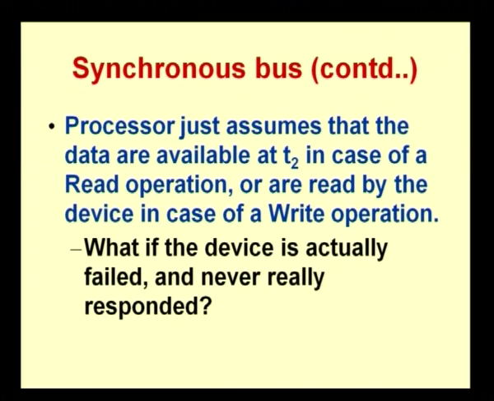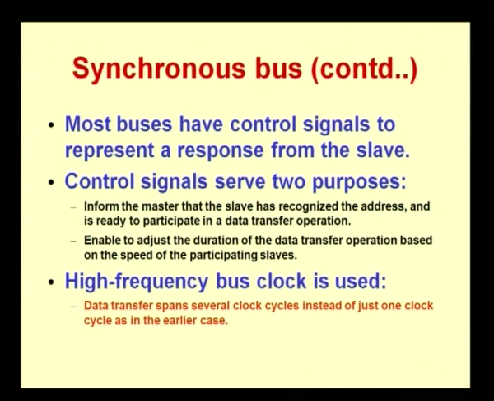The second thing that we need to keep in mind is that what we have looked at right now assumes that the data becomes available, whether it is a read or a write operation, and the slave device is responding to it immediately. But it is possible that the device could actually have failed and never actually responded. In these cases, what do we do? We use some additional control signals. Most buses will have some additional control signals to represent a response from the slave. And the same control signal can be used for both purposes.